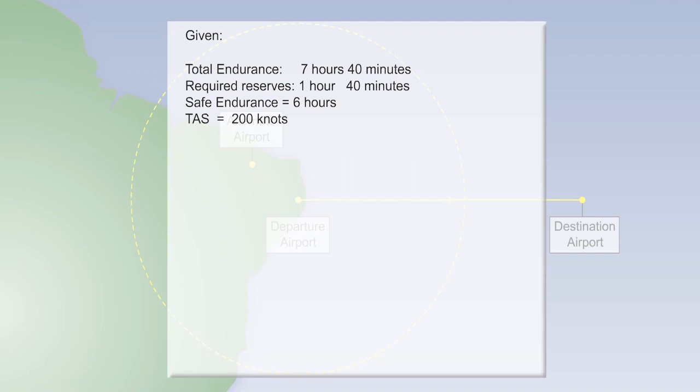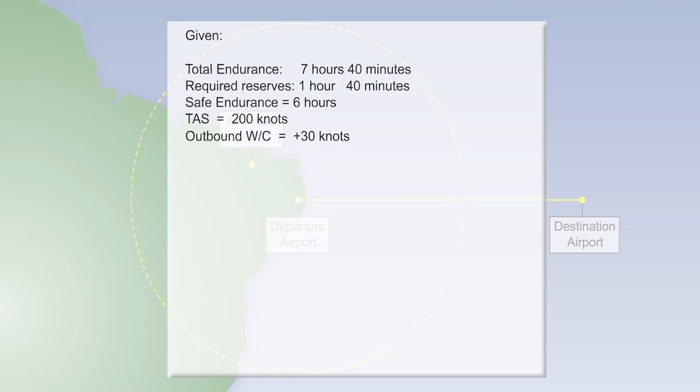The true airspeed is 200 knots. The distance from departure to destination is 1200 nautical miles. But this is irrelevant to the question. It will make no difference to the point of safe return.